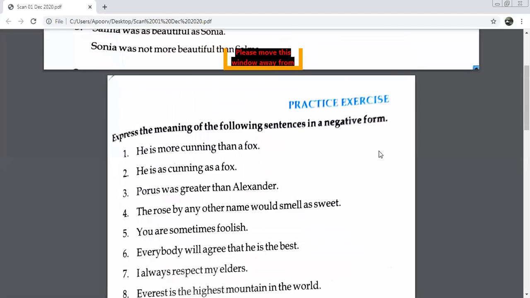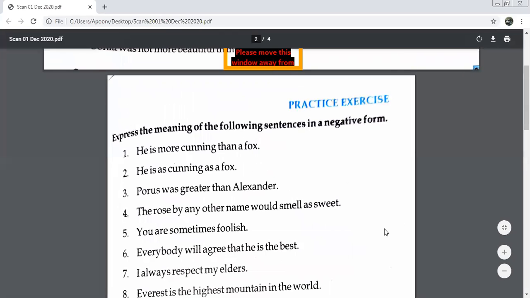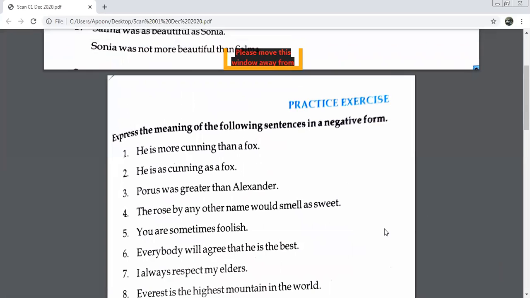Next one. You are sometimes foolish. You are not always foolish. You're not always foolish or you're not always wise. You can say it like this also.